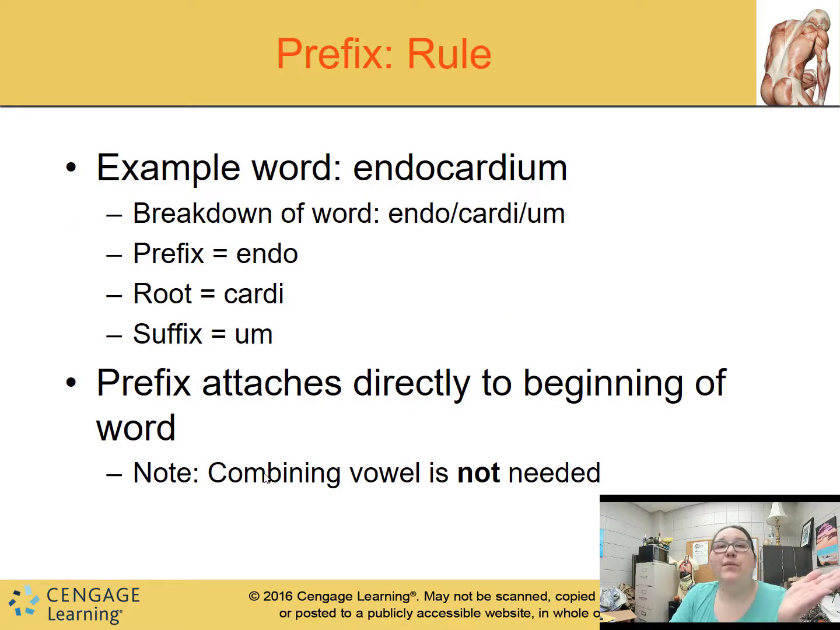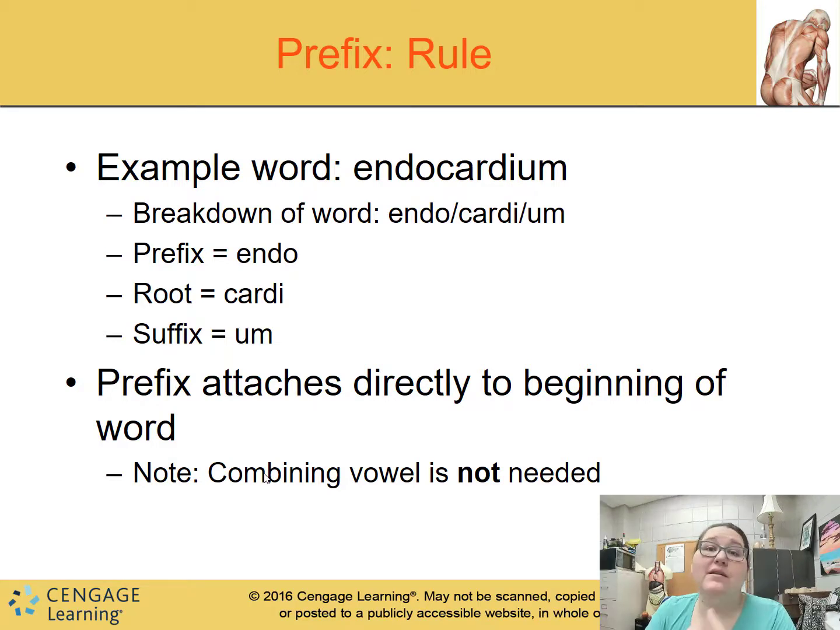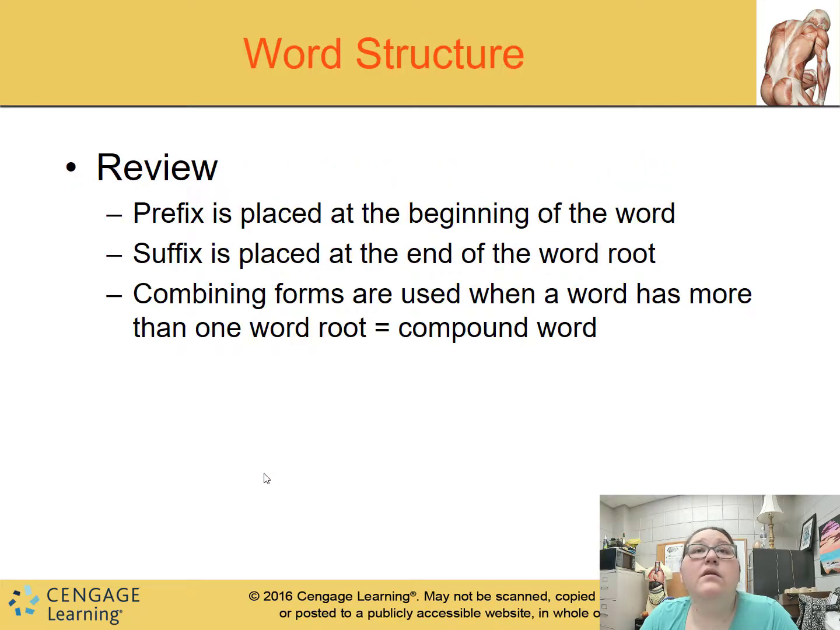Alright, so an example here we have endocardium. Endo is our prefix, cardi is our word root, and um is our noun ending, it's our suffix. Okay, so endo means within, cardi, heart, and um is our noun ending, so this would be like a "pertaining to, inside the heart." So we do not need a combining vowel. We never get a combining vowel with the prefix.